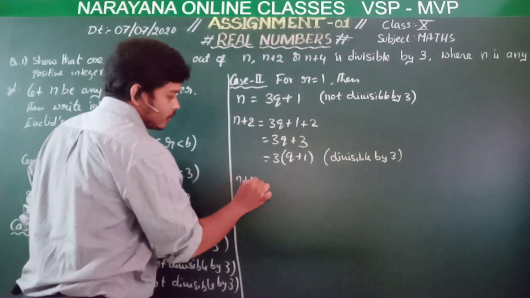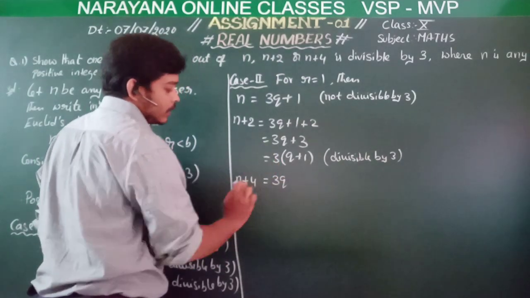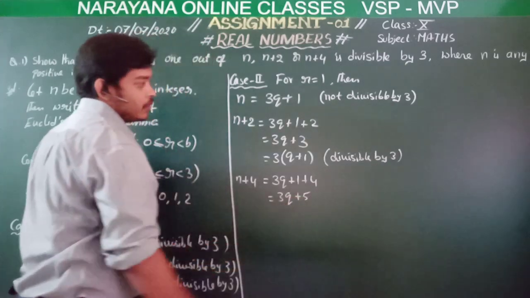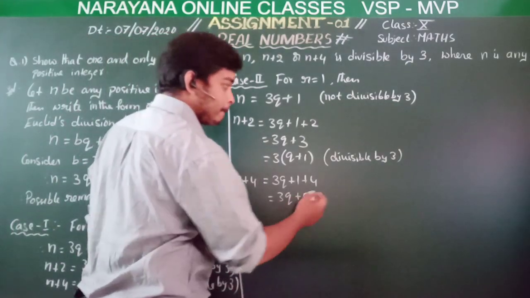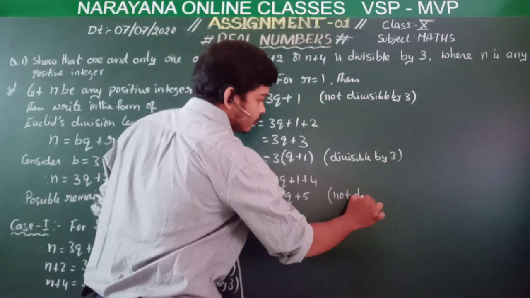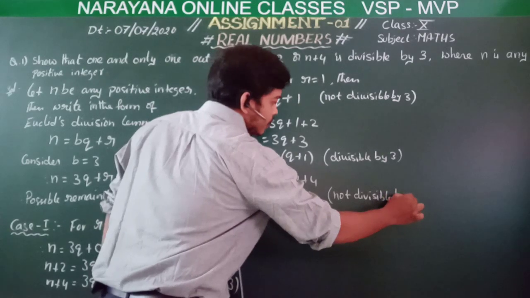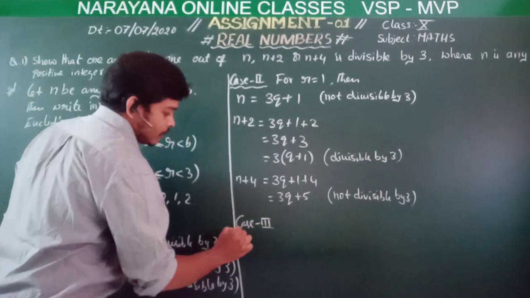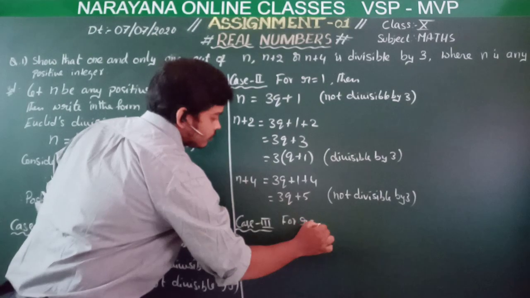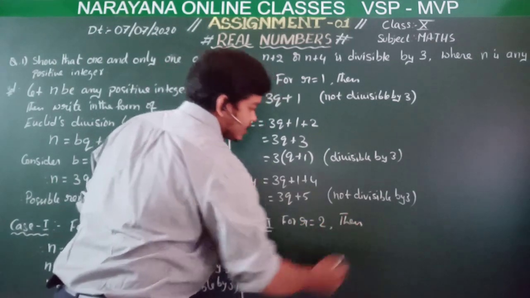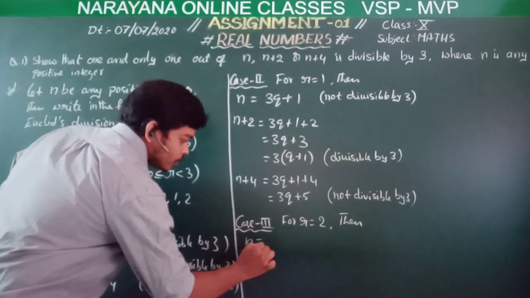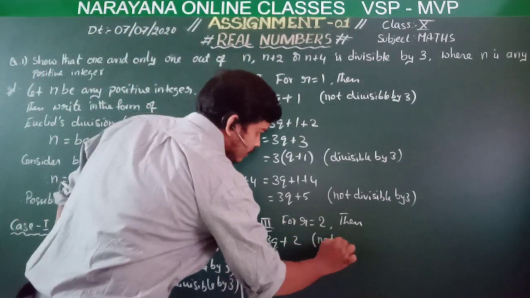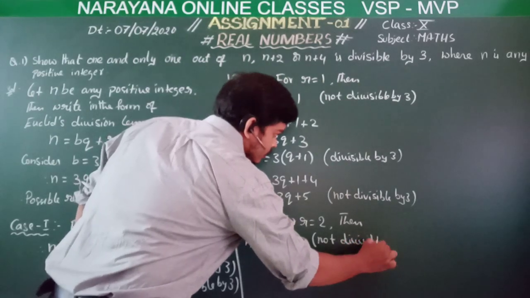Now in the next case, n plus 4. See here children, the n value is 3q plus 1, plus 4, which is equal to 3q plus 5. Here if you observe, 3q plus 5 is not divisible by 3. Now case 3, for r is equal to 2. So now we are considering remainder as 2. Then in place of r, what are we substituting? 2. n is equal to 3q plus 2, which is not divisible by 3.